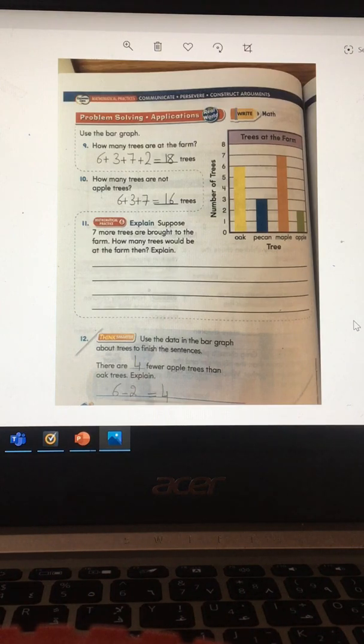Now the number of oak trees is 6, and the number of apple trees is 2. So I'm going to subtract 2 from 6. 6 minus 2 is equal 4. So there are 4 fewer apple trees than oak trees.